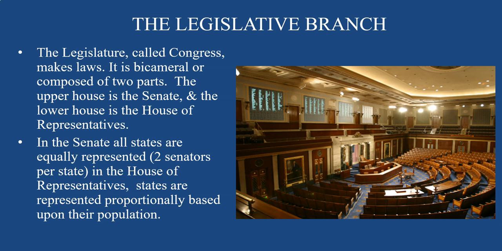The Legislative Branch, called the Congress, makes laws. It is bicameral, or composed of two parts. The upper house is the Senate and the lower house is the House of Representatives. In the Senate, all states are equally represented, 2 senators per state. In the House of Representatives, states are represented proportionally based on their population. So whichever state has the most people actually has more representatives.